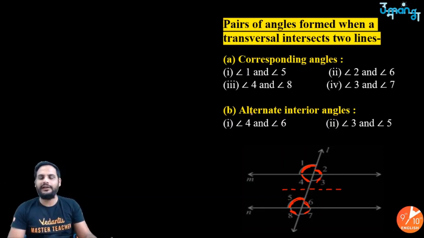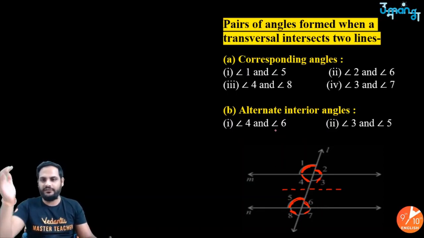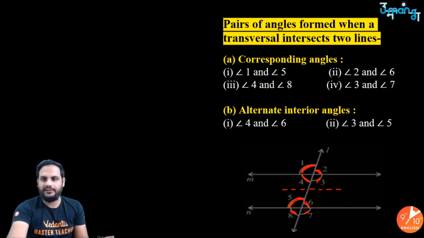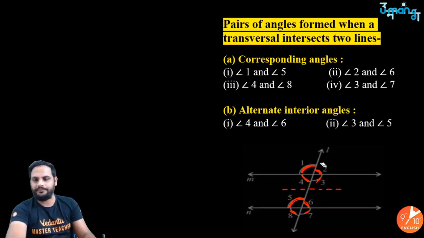So they are called the corresponding angles, which are at the relatively same position. So 1 and 5, 2 and 6, 3 and 7, 4 and 8, they will be your corresponding angles. Got it? These are your corresponding angles. This is how you will identify your corresponding angle.